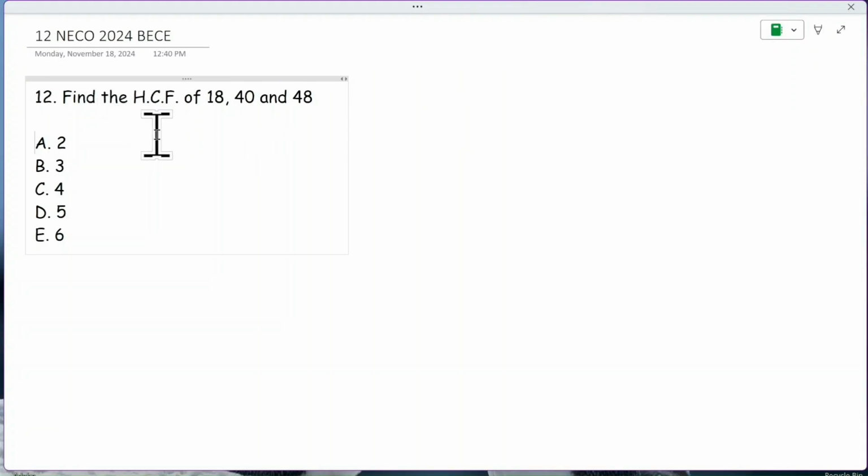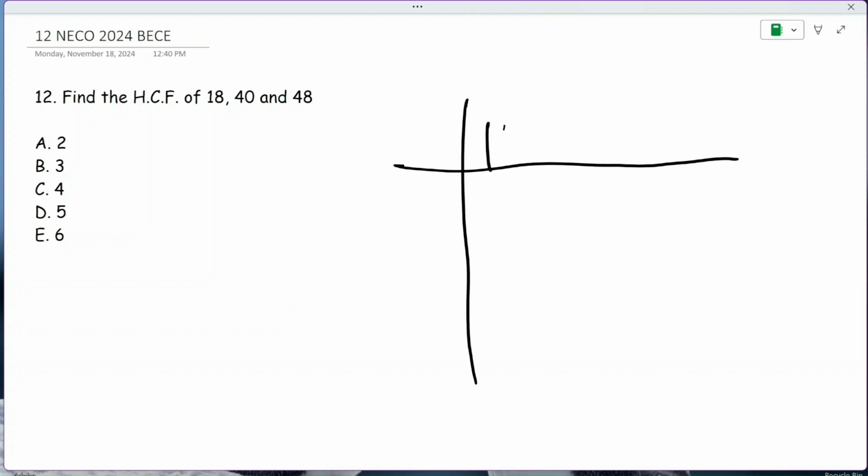Question 12 says find the HCF of 18, 40 and 48. Now we know the traditional method of finding the HCF takes more time, so it's better we use this LCM method of finding the HCF to save our time. So we rule our lines. We have 18, 40 and 48.